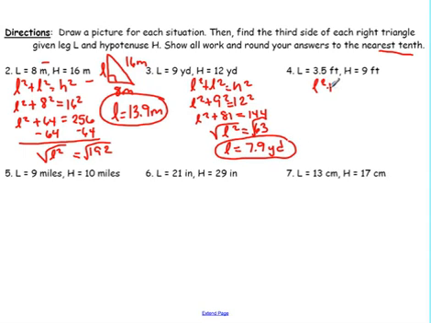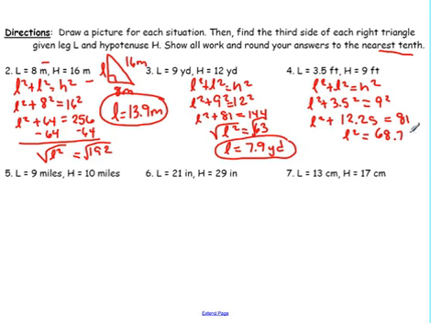Number 4, L squared plus L squared equals H squared. My leg squared plus leg squared equals my hypotenuse. In this case, I'm dealing with some decimals. L squared plus 3.5 squared equals 9 squared. That's simply L squared plus, I'll have to use a calculator probably to figure this out, 12.25 equals 81. I'll subtract 12.25 from both sides, and I'll be left with 68.75. I'll then take the square root of both sides, and when I round to my nearest tenth, L, the leg, will equal 8.3 feet.